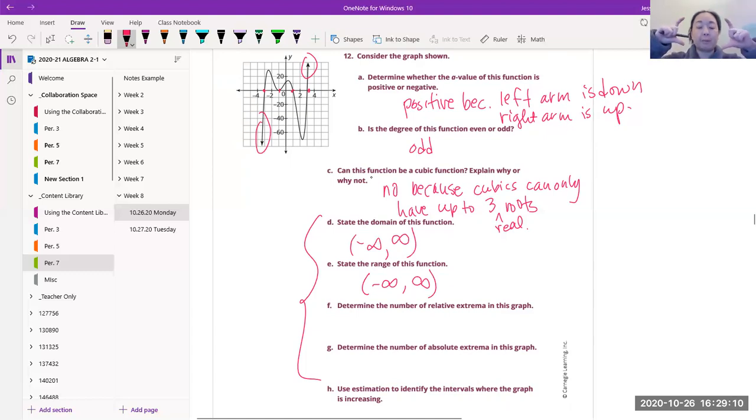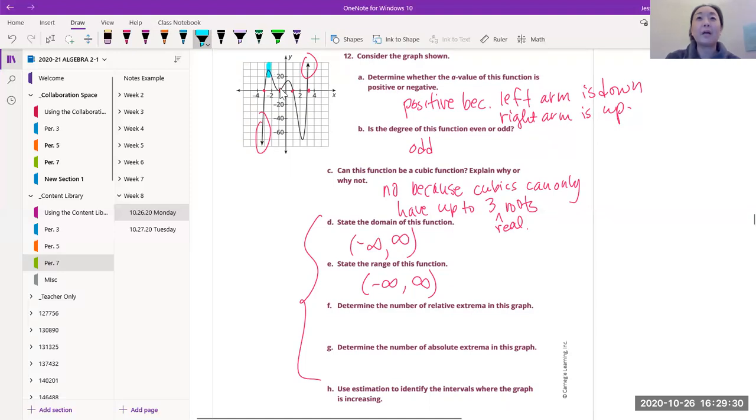Remember, we put those parentheses in there because we never get to negative infinity. It's not possible, really. So there we go. And now, determine the number of relative extrema in this graph. Extrema, remember, are the mins and maxes, or the hills and valleys.